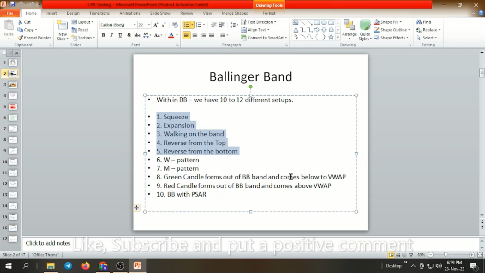Now, in the next class, we'll see the W pattern and M pattern. A green candle forming outside the BB, a red candle forming below, BB with PSR, BB with VWAP, we'll discuss in the next video. Till then, bye-bye.